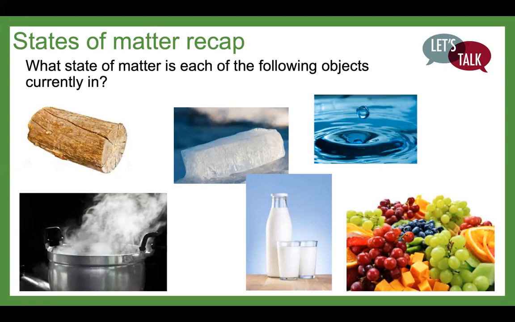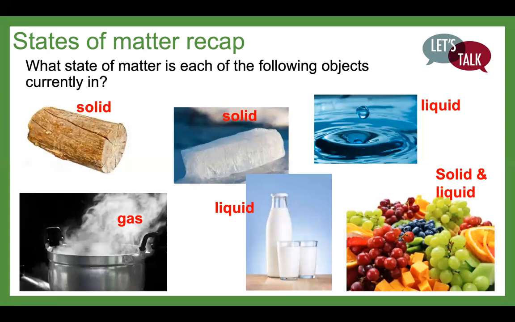Okay, let's go through the answers. So the first one is the wood, it's a solid. The ice is solid. The water is liquid. The steam coming from the pot is gas. The milk is a liquid and the fruit is both solid and liquid. How did you do?